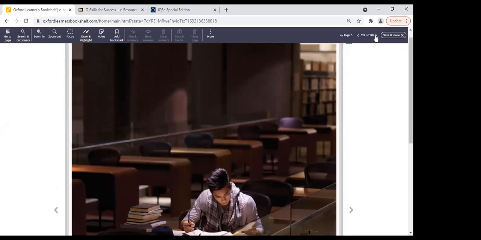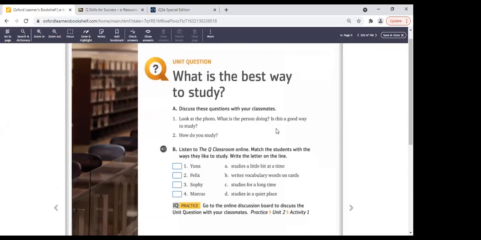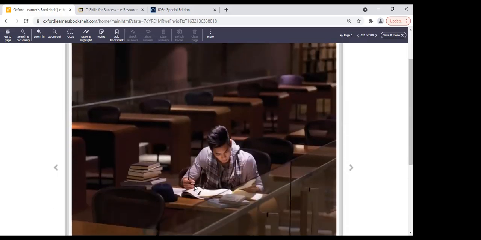Nice. Go ahead, Mubarak. Maybe it could be the library of the college, of the university. It could be any library. Yes, Mubarak. He studied alone in the library, and I think this is a good way to study. Yeah, it's a very good way to study. As you mentioned, there's no distractions.